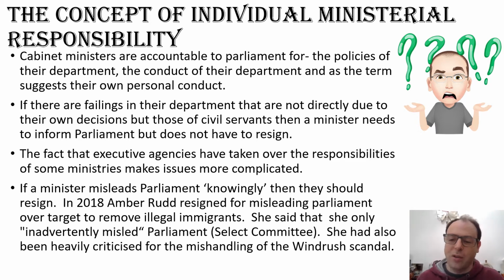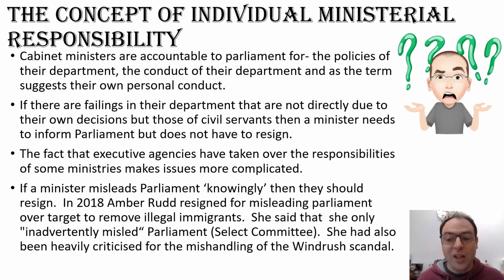But it's never quite that straightforward. Often what will happen is there will be failings in a department and the blame will go on the civil servant. So the minister will say, yes, there were these failings in my department, but it was down to civil servants and they made these mistakes, or they failed to act on this occasion when this was needed. The minister has to inform Parliament about this kind of thing happening, but they don't necessarily have to resign because they can claim it wasn't their fault.